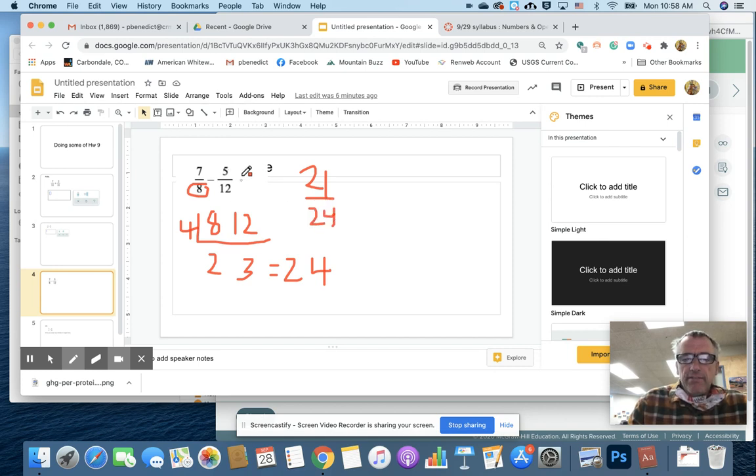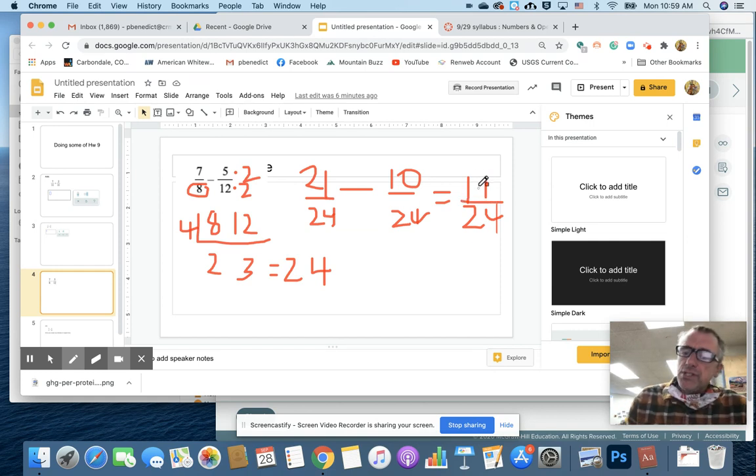And then I've got 5 twelfths. I have to multiply the 12 by 2 to get to 24, so I'm going to multiply the 5 by 2 also. So minus 10 24ths. Now that I have a common denominator, I'm just going to rewrite that. I don't mess with my common denominator. It's all good now. And I'm going to say 21 minus 10 is 11 24ths. And once again, 11 is a prime number, so it's not going to reduce at all with 24. So there is my answer.